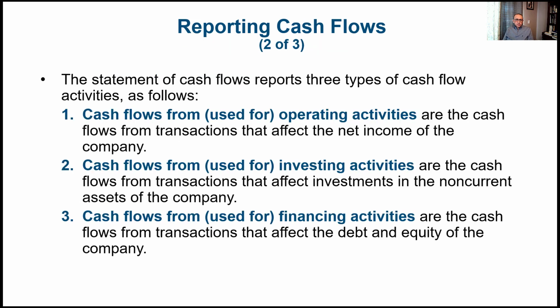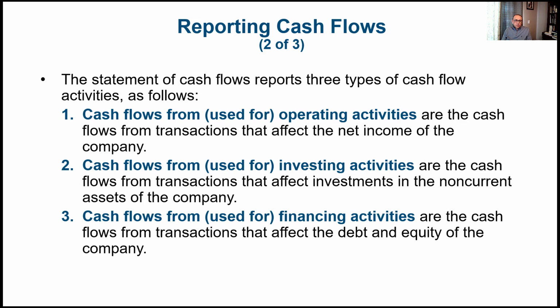As I said earlier, the statement of cash flows reports three types of cash flow activities, or as I like to call them sometimes, sections. These activities are split into three sections. We have the cash flows from or used for operating activities, cash flows from investing activities, and cash flows from financing activities. A good way to remember that is operating, investing, financing. Remember these three names, but the order is important too. We always start with the last in the alphabet, which is operating, then investing, and then the F for financing.